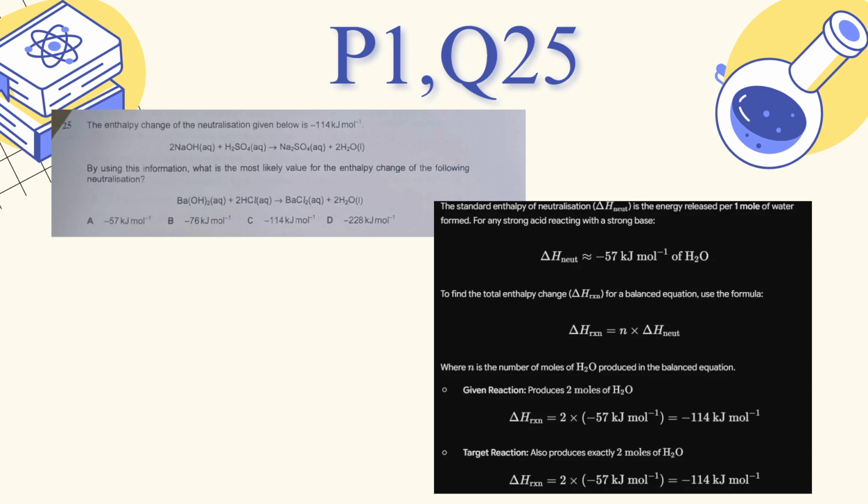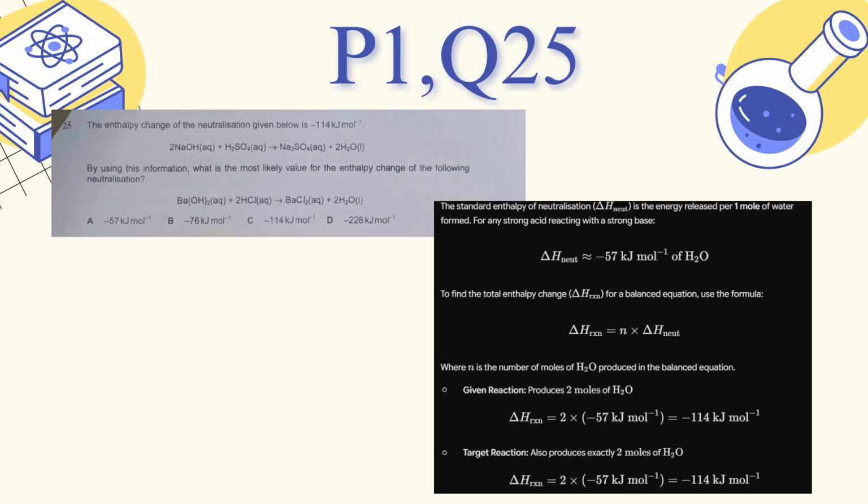Okay, move to number 25. The enthalpy change of neutralization given below is minus 114 kilojoule per mole, as you can see in the equation here. By using this information, what is the most likely value for the enthalpy change of the following neutralization? The standard enthalpy of neutralization is the energy released per 1 mole of water formed for any strong acid reacting with a strong base. So the neutralization enthalpy change was minus 57 because it was divided by 2.